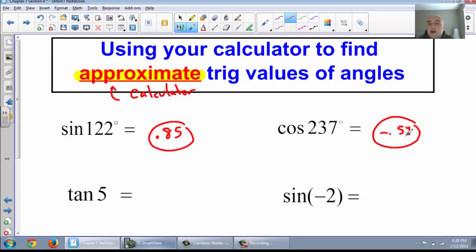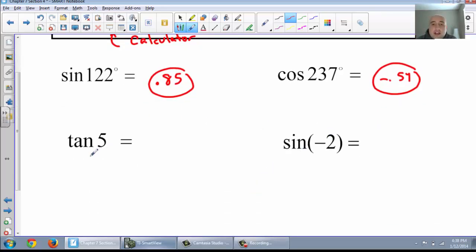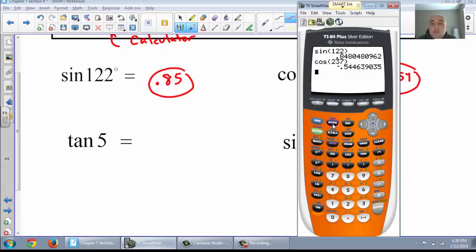Okay, now what do you notice about the next two? The next two are not degrees. They do not have degree symbols, so we have to switch our calculator to radians. So you go to mode, and then you're going to go down to radians, hit enter on it, and that will change your calculator to radians. Okay, so let's do this one. Tangent of 5.